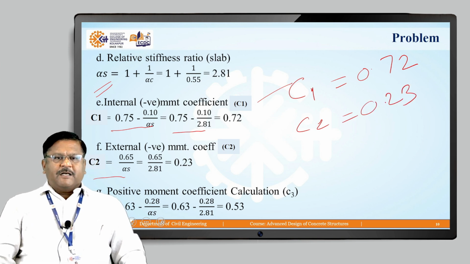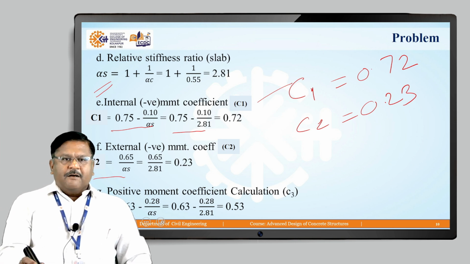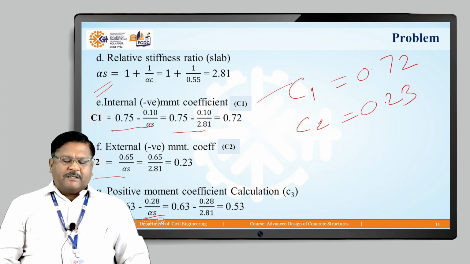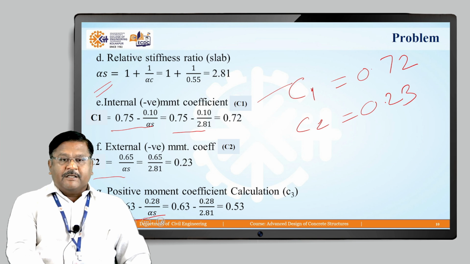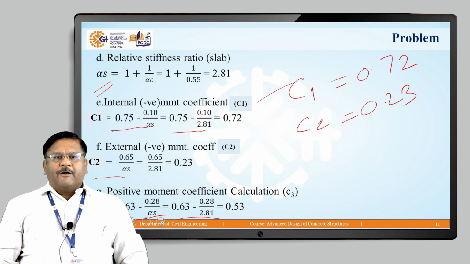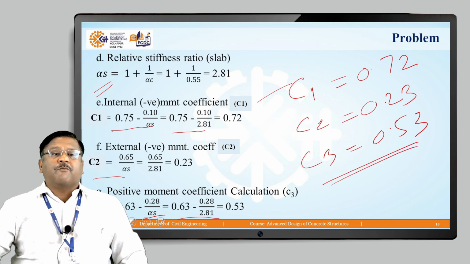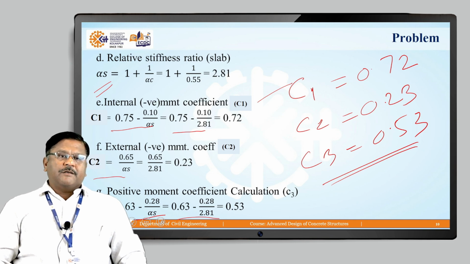Third and last coefficient C3, which is known as positive moment coefficient, and the formula is C3 is equal to 0.63 minus 0.28 upon alpha s. So 0.63 minus 0.28 upon 2.81. What we get? C3 is equal to 0.53. Now these three coefficients are most important to distribute the calculated moment or total moment into column strips and middle strips.